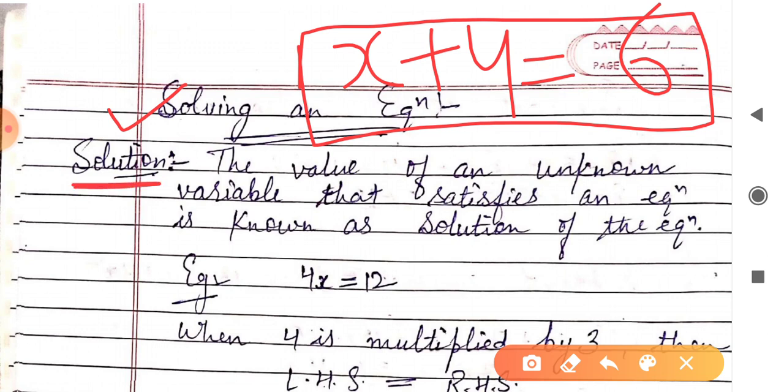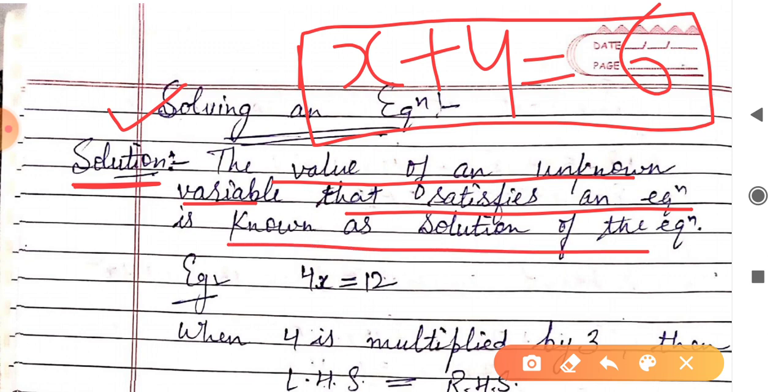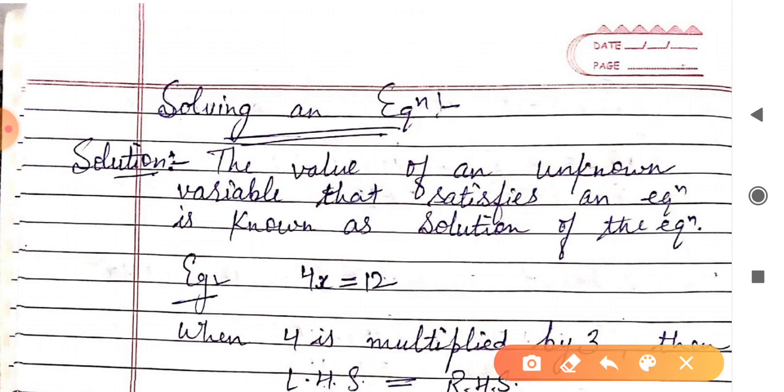What is solution? The value of an unknown variable that satisfies an equation is known as solution of the equation. Satisfies means that left hand side is equal to right hand side. This is known as satisfying the equation. The value of that variable is known as solution of the equation.